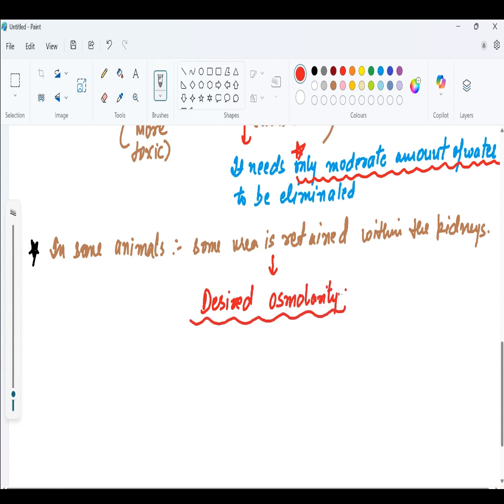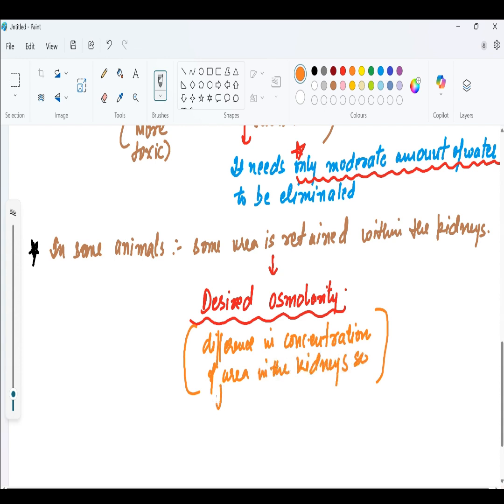Desired osmolality means we can maintain the difference in concentration. All right, difference in concentration, so that the difference in concentration of urea in the kidneys, so that the urea can be eliminated easily from the body.